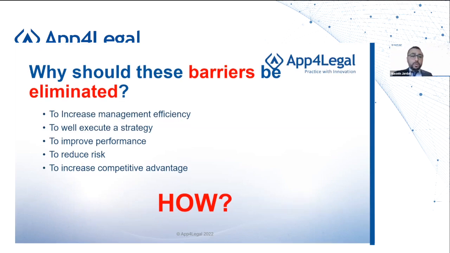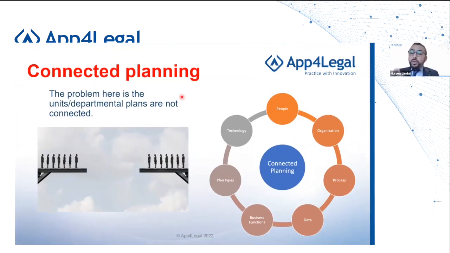Right? So now we move to the other side, the beautiful side of things: connected planning. I've read a book about this. It's called Connected Planning. I'm going to share my reference at the end. It basically tells everyone in law firms or in-house legal departments that in order to have connected planning, you need to have the people, organization, process, data, business function, plan types, and the right technology in one place. So you have seven elements to really have something called connected planning, right?